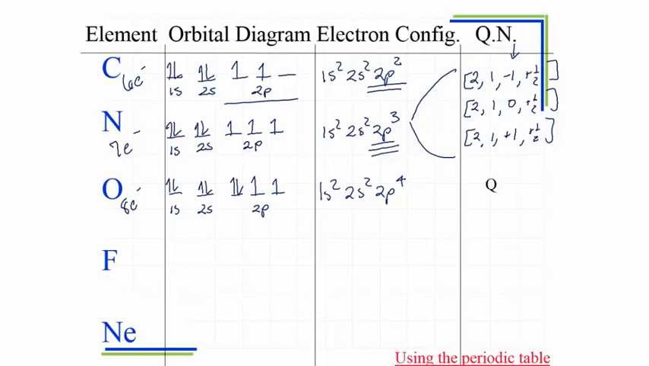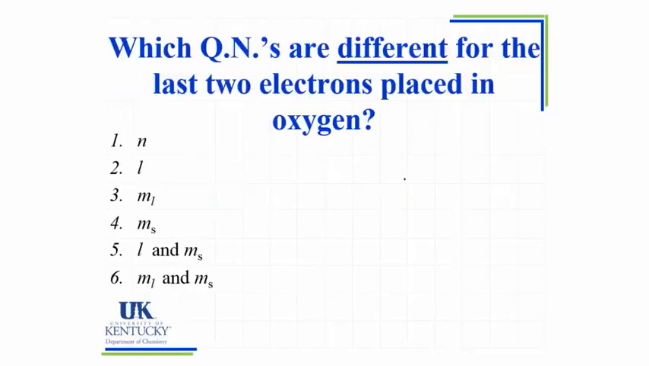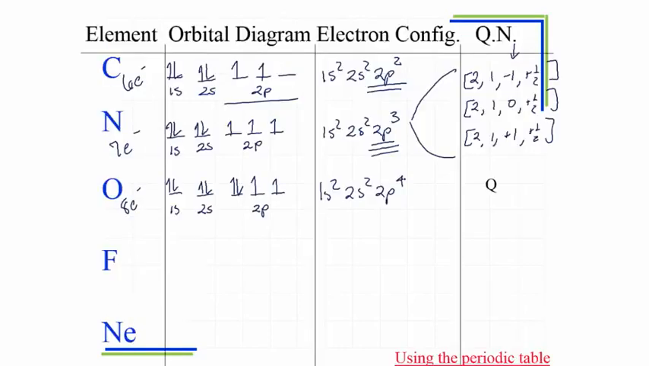So let's have you answer a question for quantum numbers of oxygen. Which quantum numbers are different for the last 2 electrons placed into oxygen? So which were the last 2 that I placed in? Okay, we placed them here, and then we came and put it here. So I want you to consider those 2 electrons and consider which of these sets of quantum numbers would apply to those 2 electrons.